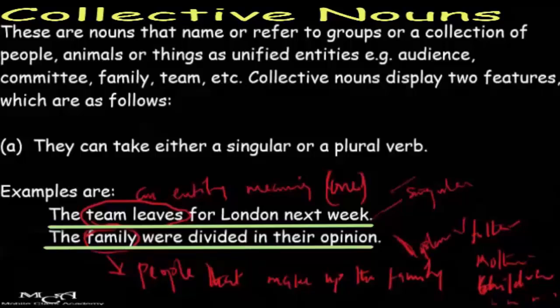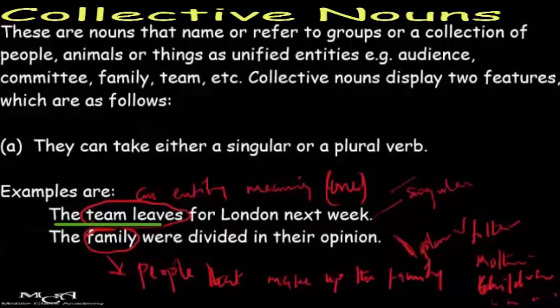So it depends on the notion. And that is why collective nouns play a significant role when we are dealing with notional concord. Notional concord is based on the idea. So I can decide to use team. If I say the team leaves for London next week, I'm talking about the group. I can as well say the team are not playing well.